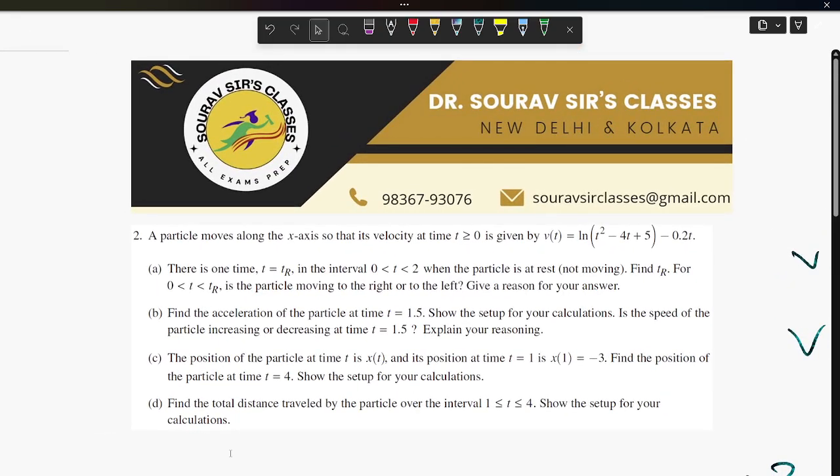So let us see the second question here. What they gave to us: find the acceleration of the particle at time t equals 1.5. Then, is the speed of the particle increasing or decreasing at time t equals 1.5? Explain your reason. Okay, very good.